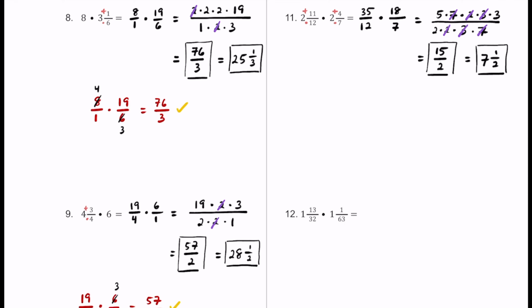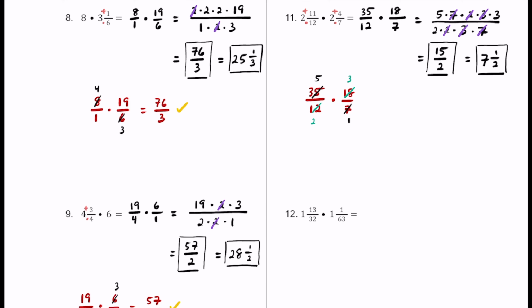All right, so there's our products. If you want to try cross-canceling, let's do 35 over 12, and let's multiply that by 18 over 7. I think we can cross-cancel the 7 and 35. Divide them both by 7, we get 1 and 5. And for the 12 and 18, you can divide them both by 6. That would be their GCF, so you get 2, and then you would get 3.